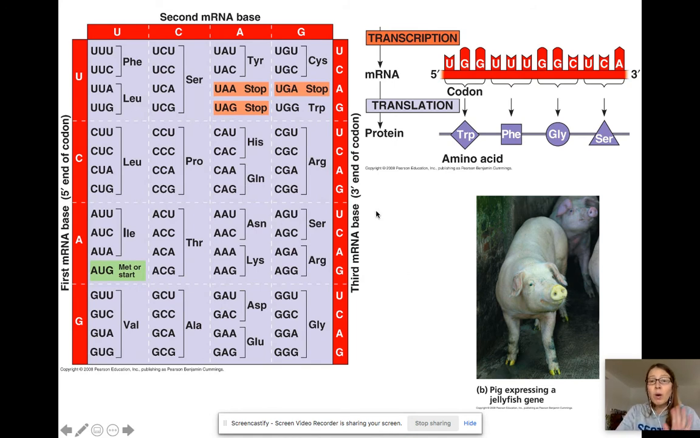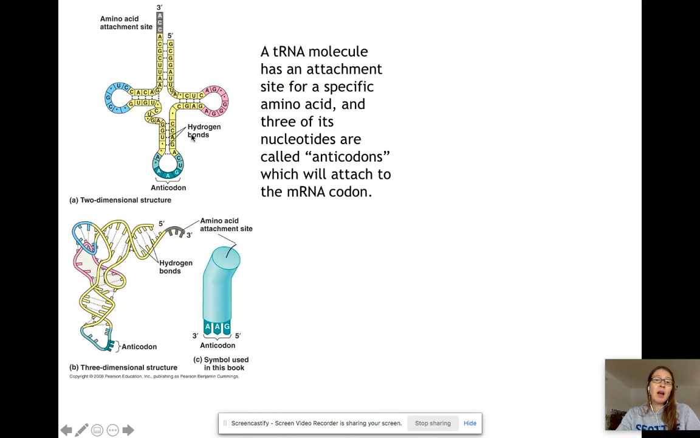All right, one last thing I want to share with you is that a tRNA molecule has a couple of different sites. This is where it's going to have the amino acid attached, and then here's the anticodon. This is a picture you might want to recognize, some of these cartoons of tRNA.